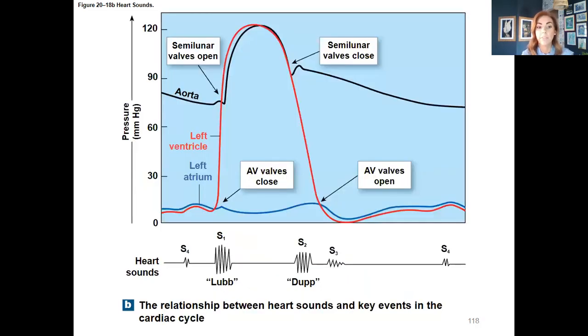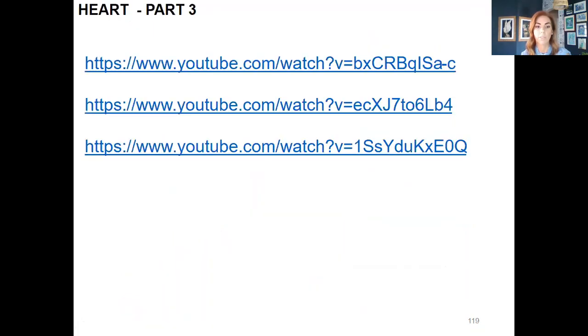And then this last graph here is just going to combine the pressure graph that I showed you earlier with the heart sound. So you can see here that S1, that lub sound, is responsible whenever the AV valves are closing versus S2 when those semilunar valves are closing. So if you like that graph, then you can use that one as well.